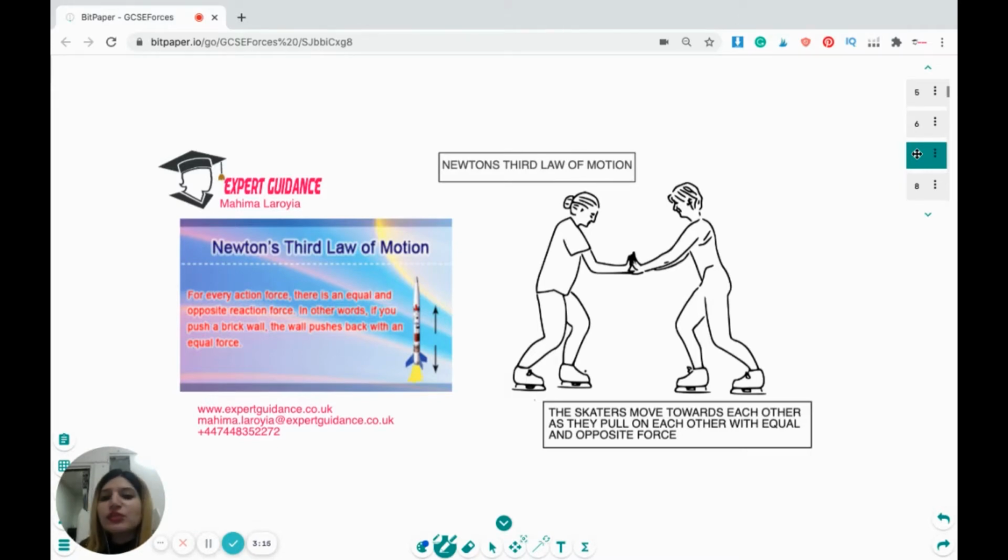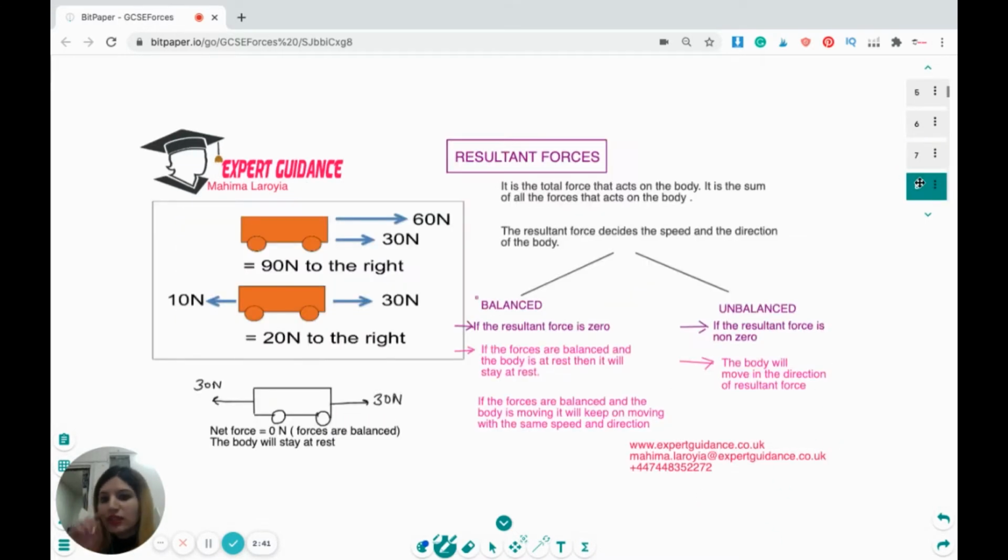Now let's see what Newton's third law of motion is. Newton's third law of motion says that for every action force, there is an equal and opposite reaction force. That is, forces act in pairs. You can take the example of these two skaters. The skaters move towards each other as they pull on each other with equal and opposite force. If you push a brick wall, the wall will push back at you with an equal and opposite force. Okay, so that is Newton's third law of motion.